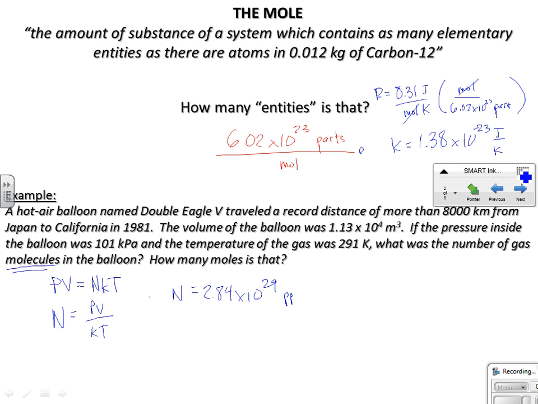How many moles is that? Well, we can say that in 1 mole there are 6.02 times 10 to the 23rd particles. So divide by 6.02E23. And that's still a hefty 4.72 times 10 to the 5th moles. Fair enough? It's okay. Next.